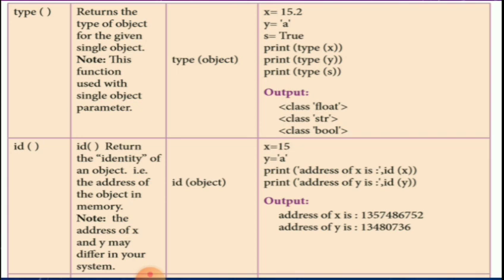Then id. id returns the identity of an object. What is an identity? It is a unique address. It won't overlap with others. That means it gives one unique value for one value. It won't repeat and it won't duplicate any other id.